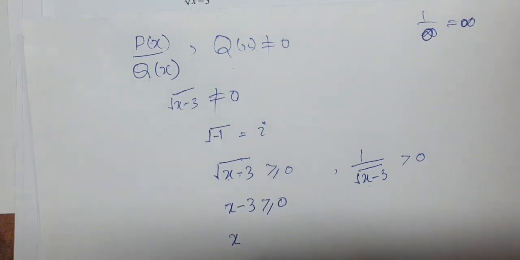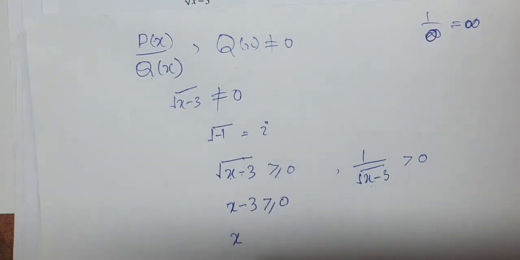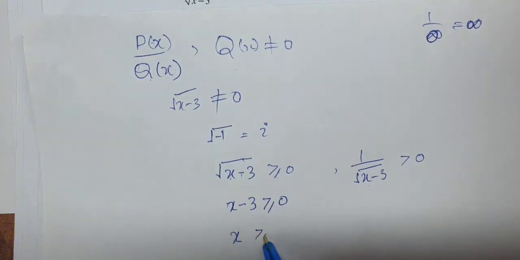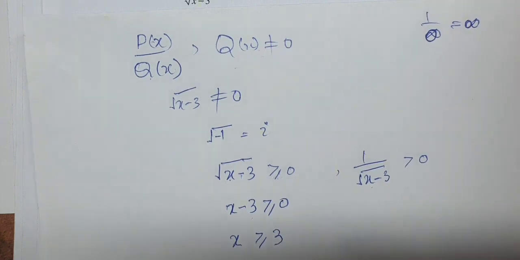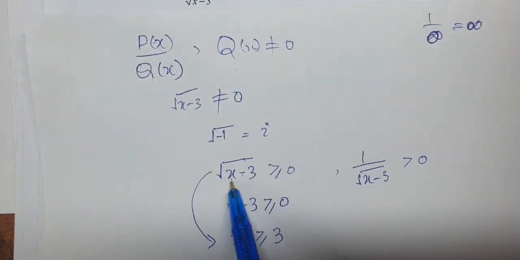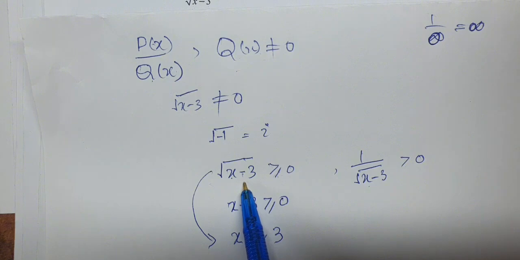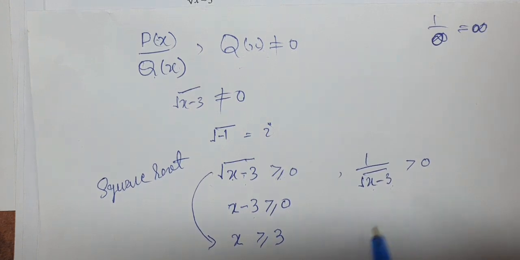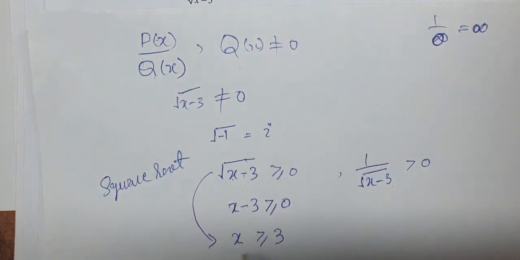In the previous lectures I have already discussed how we can solve inequalities, how we can shift the negative 3 to the other side, so I will not do that here. It will give you x greater than or equal to 3. So for a square root function that is not in a rational function, we can write this as the domain.